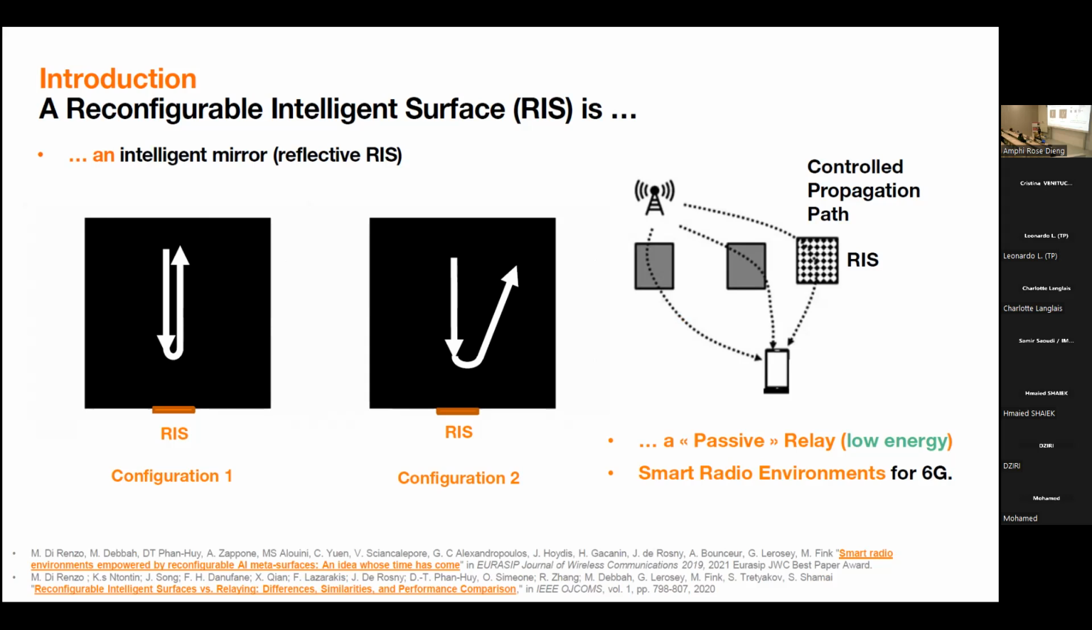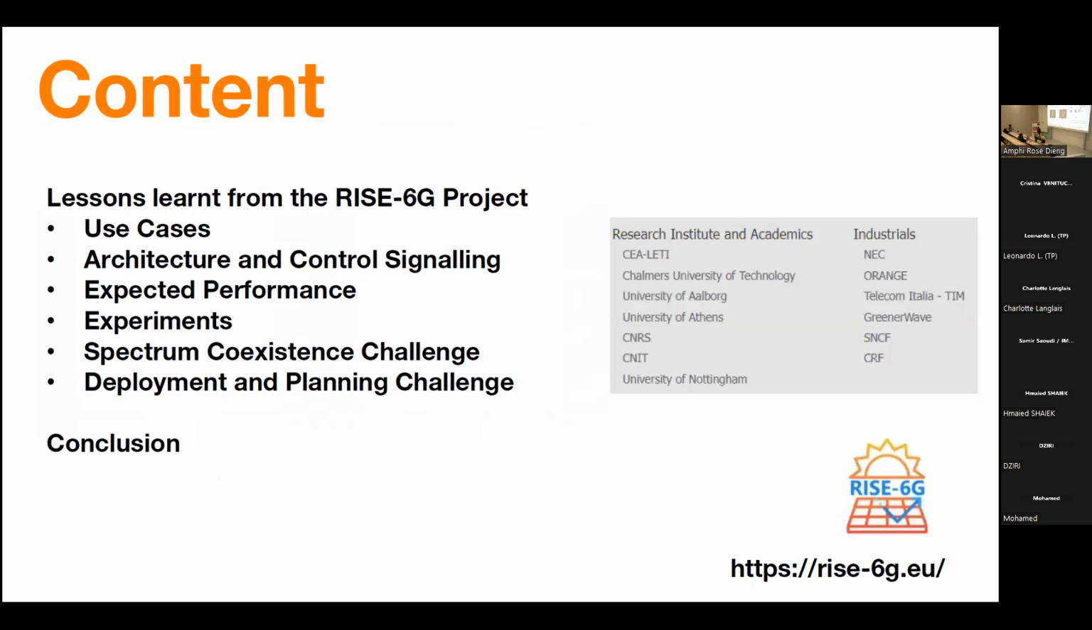And the advantage we saw at the beginning was that this new equipment is low power, because it doesn't actively radiate. It passively reflects things like a mirror. So this is it for the introduction.